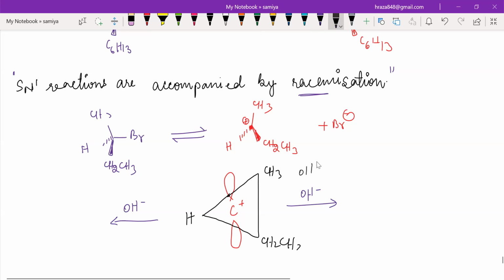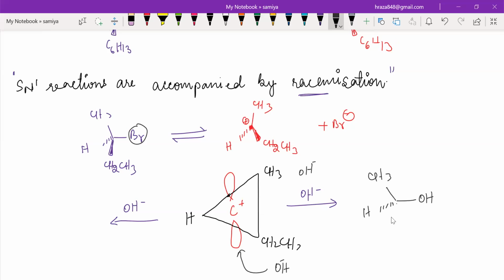So if OH attacks from the front side, this is the front side, it will attack like this and the formation will be like this. The place of Br will be replaced by OH if it attacks from the front side. This is CH3, this is hydrogen, and this is CH2, CH3.